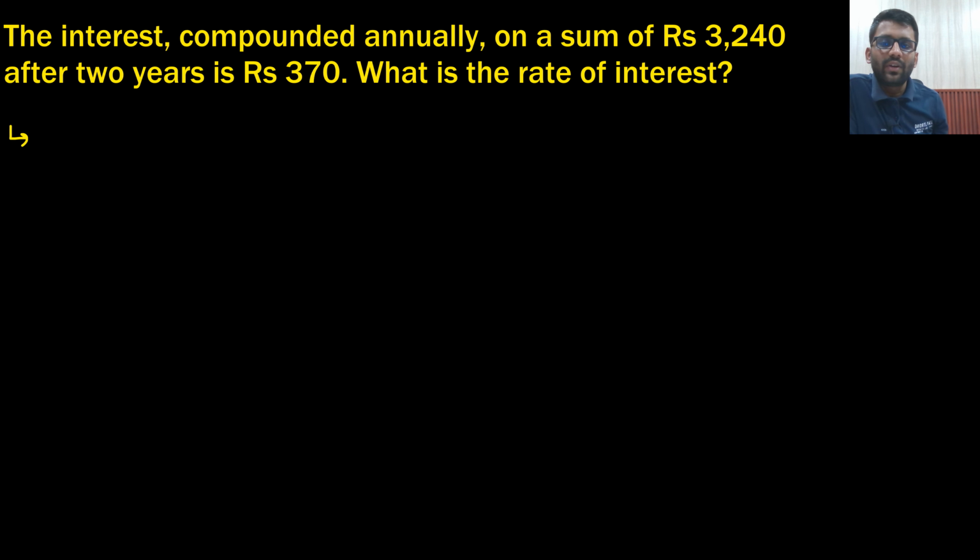The interest compounded annually on a sum of 3,240 after 2 years is 370. What is the rate of interest? Compounded annually on a sum of, so this is very easy. The interest is 370 rupees. So how will you find the interest? 3,240 into 1 plus, what is the interest rate that you need to find, divided by 100, squared. This will be the total amount that you will pay after 2 years.